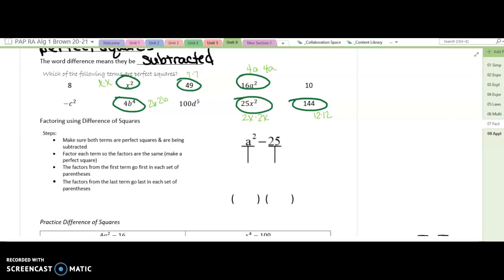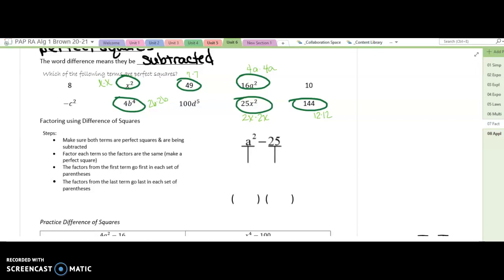10 is an even number, but you can't take the square root of 10 and get a whole number. There's nothing you multiply by itself and get 10, because the factors of 10 are 1 and 10 and 2 and 5. So there's nothing there that you can multiply by itself and get 10.